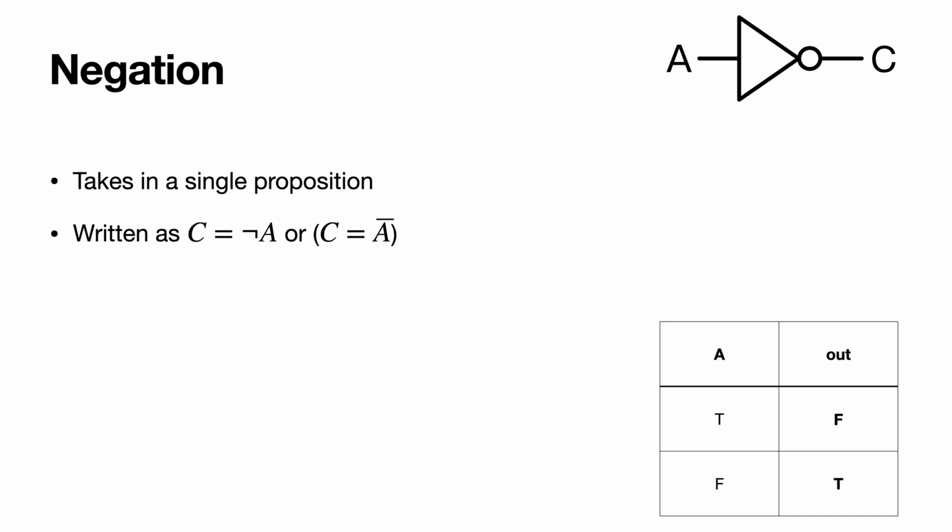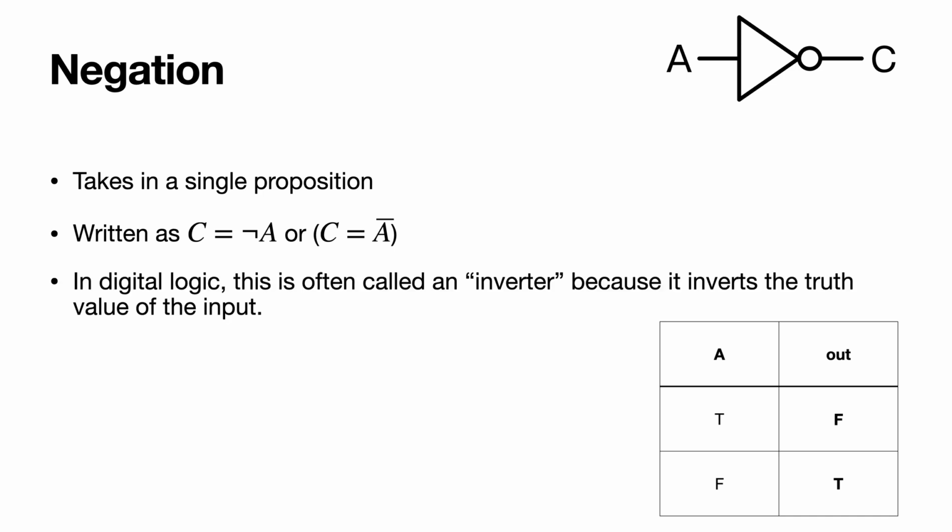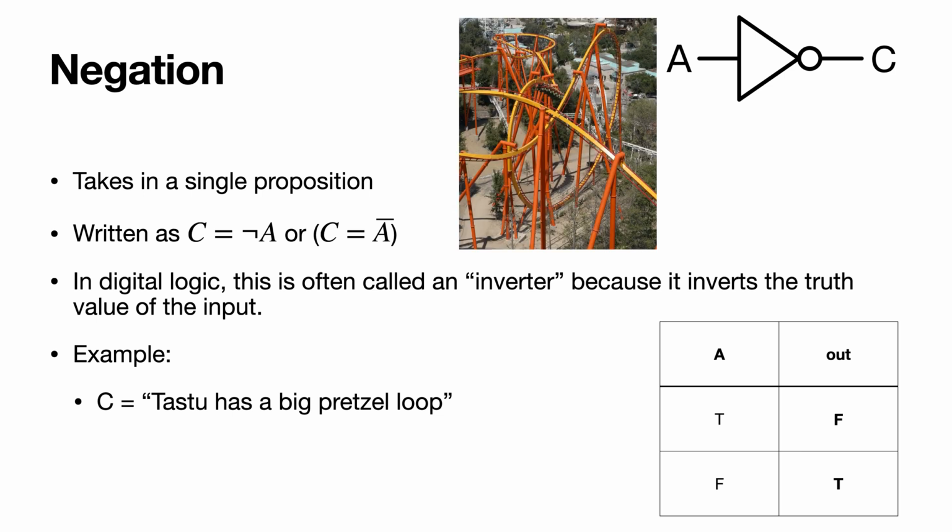So it's like opposite day when it comes to negation. What is true is now false, and what is false is now true. And since there are only 2 options, there's really nothing else it can do. So for example, let C be the claim that Tatsu has a big pretzel loop. The negation of this claim, or not C, is like saying Tatsu does not have a big pretzel loop, or it is false that Tatsu has a big pretzel loop.